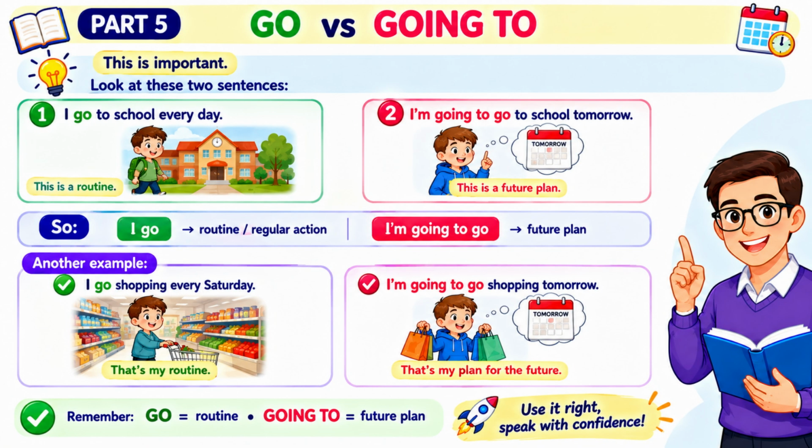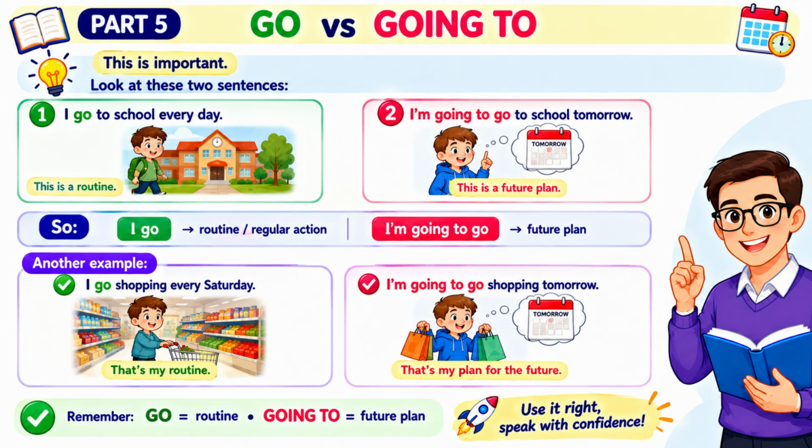What's the difference between go and going to? This is important. Let's look at these two sentences. I go to school every day. This is our routine. I am going to school tomorrow. This is a future plan. So I use go when talking about routine and regular actions. I use am going to when talking about future plans.